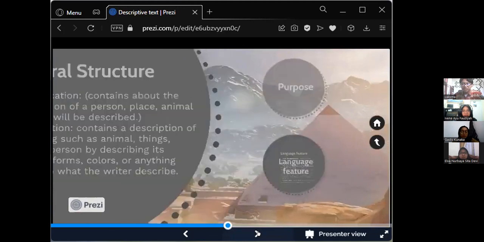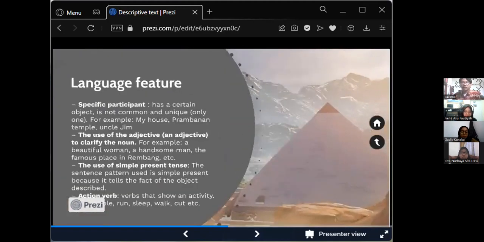Okay. So the next is language features. There are 4 language features, and I hope that you are familiar with all of them. Anyone who wants to read this as well? Okay, great. Thank you, Ivana, for reading this. So the first thing is specific participant. Like what I've said earlier, this participant has to be specific, like the purpose before. If you want to describe something, you need to pick something that you really know, so you can describe it very clearly, because you know the thing or the person or the place that you describe.